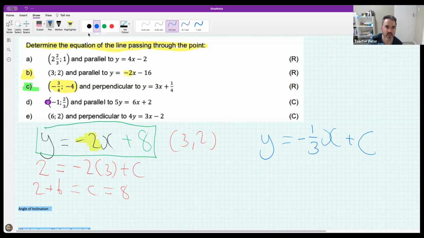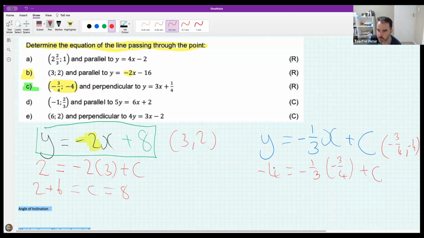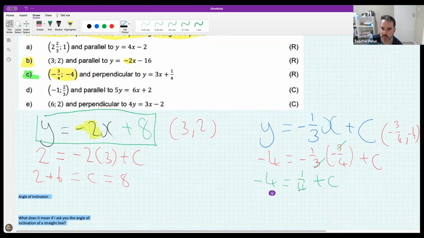So we'll take the point -3/4 minus 4. I plug that into this. Now, I do have to watch out for my calculator here. So -3/4 minus 4. Okay. So what I now do is I suppose the 3's are going to cancel. That's quite nice. The positives are going to cancel, and I'm just going to get 1/4 plus c. And then when I bring this across, I get -4 1/4 equals c.